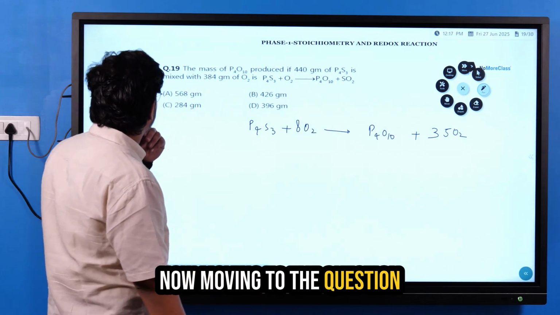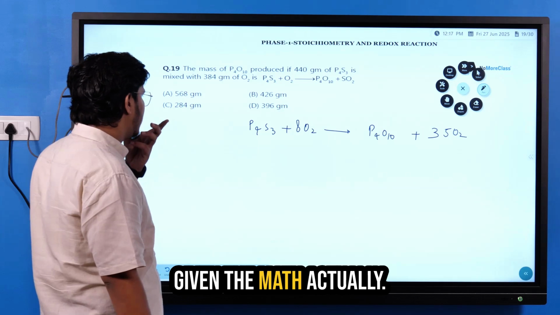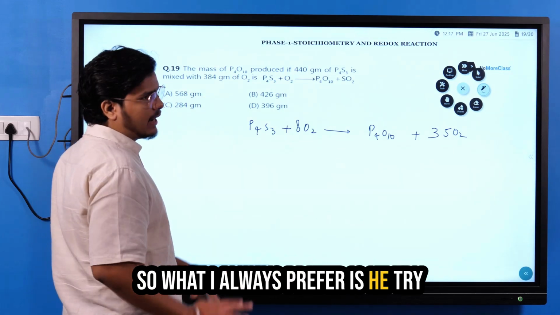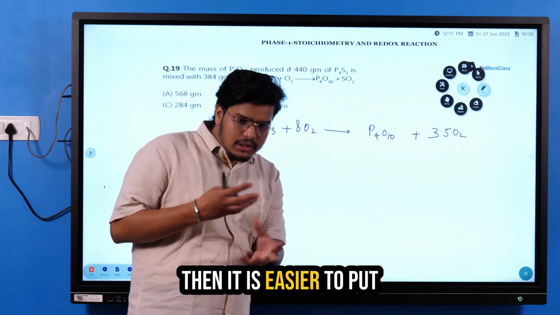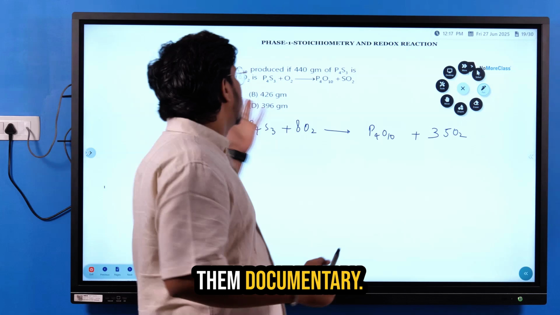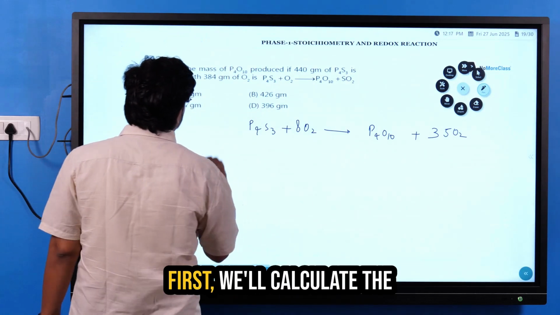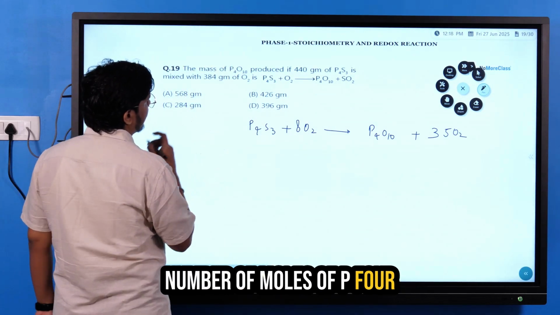Moving to the question, 440 gram. So they have given the mass actually. What I always prefer is to try to calculate the number of moles. Then it is easier to put the stoichiometry. We'll try to calculate the number of moles they have given. First, we'll calculate the number of moles of P₄S₃.